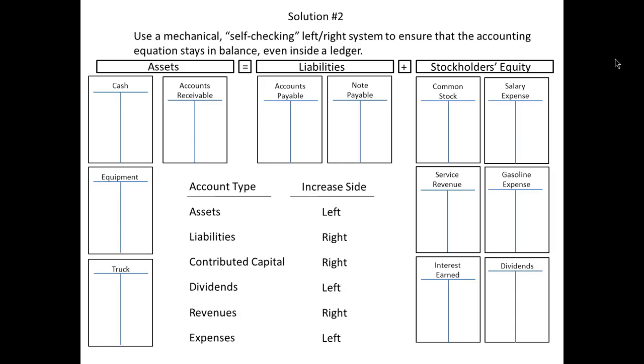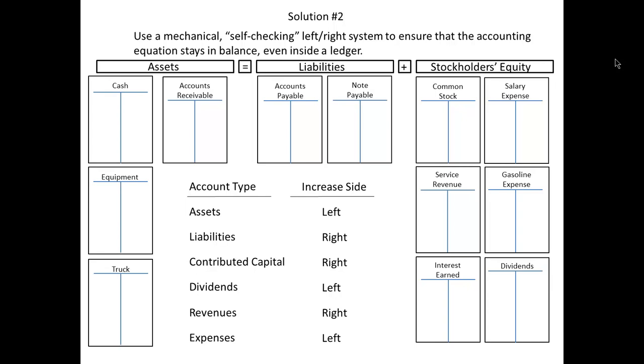Welcome to Use Left-Right System to record transactions. By the end of this applet, you should be able to use the left-right system to keep the accounting equation in balance when recording transactions. From the previous applet, you'll remember that accountants use the left-right system as an efficient mechanical way to ensure that the accounting equation stays in balance as transactions are recorded.